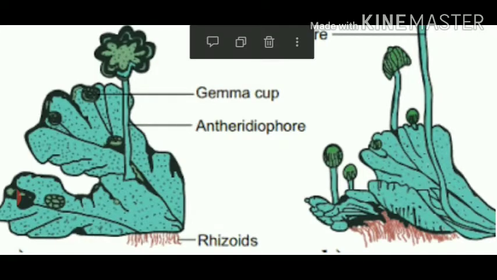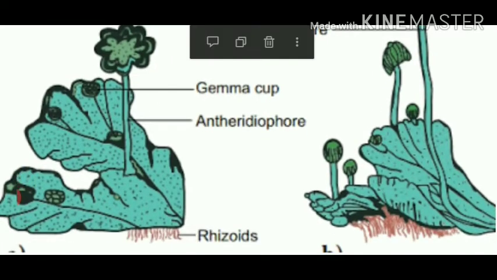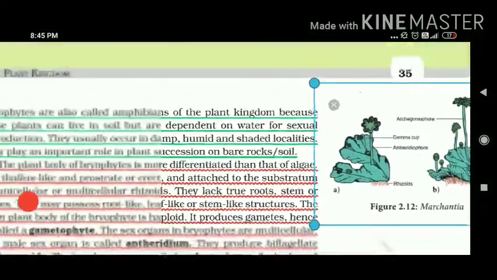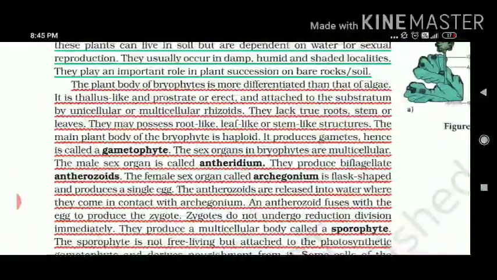The first one is antheridiophore, male thallus. Second is archegoniophore, female thallus, right? So according to the kind of gametes which are present, they are termed as male thallus or female thallus. So which kind of gametes will they produce? They will produce antherozoids. Actually, antherozoids can be called anthers. Then why are we not calling it anthers?